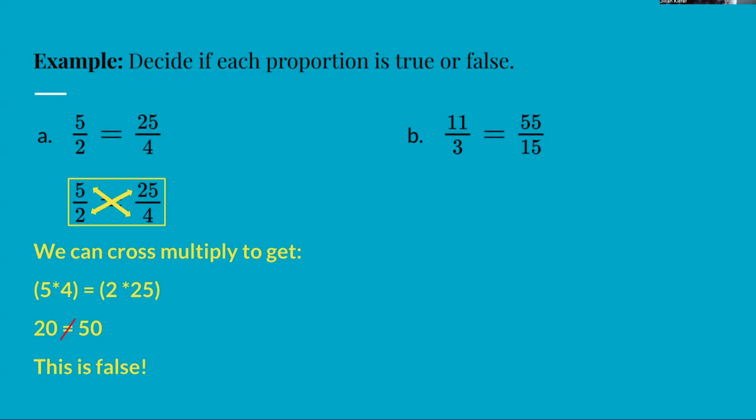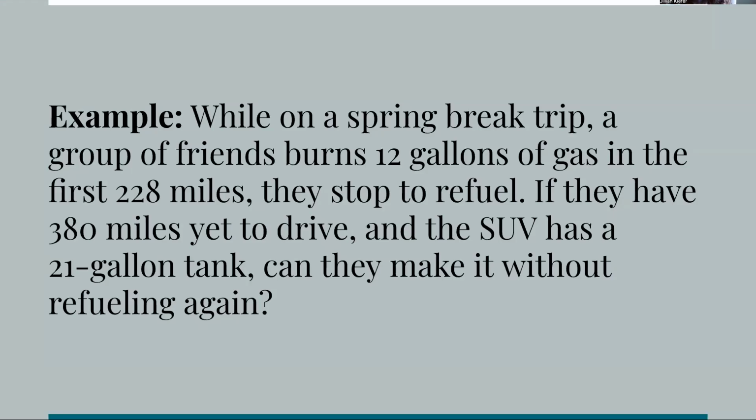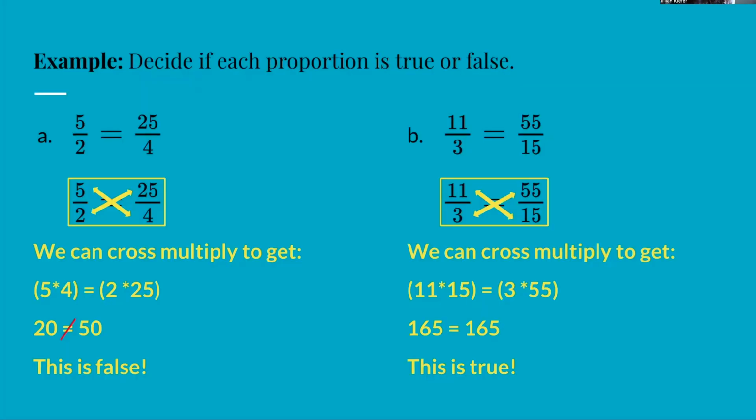We have 11 over 3 is equal to 55 over 15. So we'll cross multiply 11 times 15 and 3 times 55. So we have those there. Now, brains or calculators are going to multiply 11 by 15 and 3 times 55, which gives us 165 for both. So we get 165 is equal to 165, which means that our proportion is true. Ooh, too far. That means our proportion is true. So if they're equal to each other, that means your proportion is true. Your ratios are equal. But if they're not, then they are not.